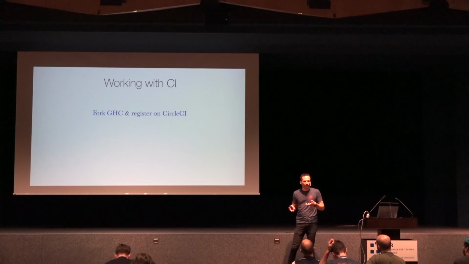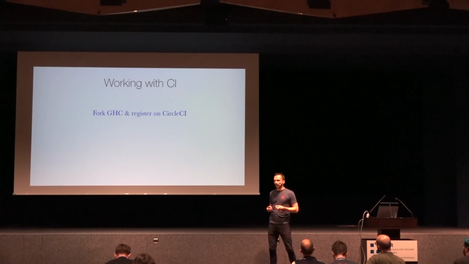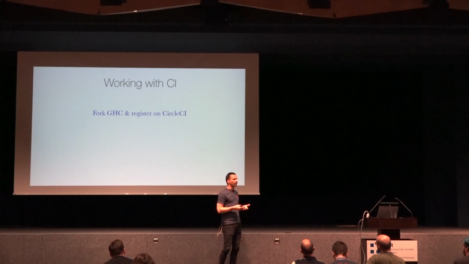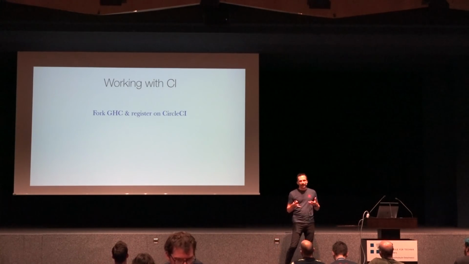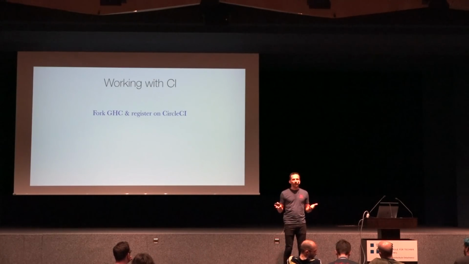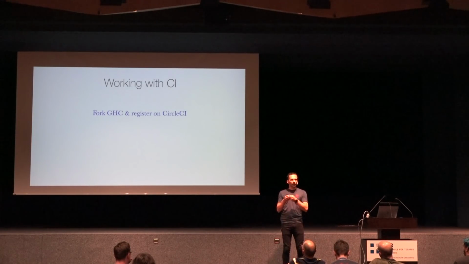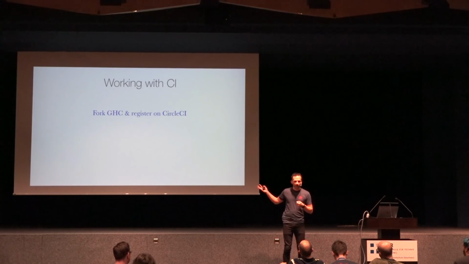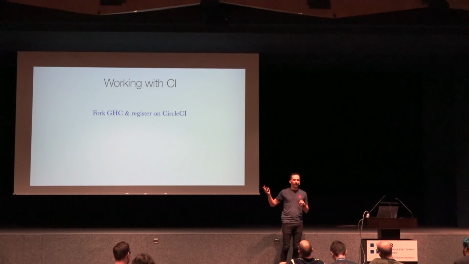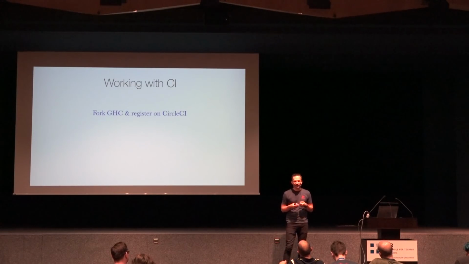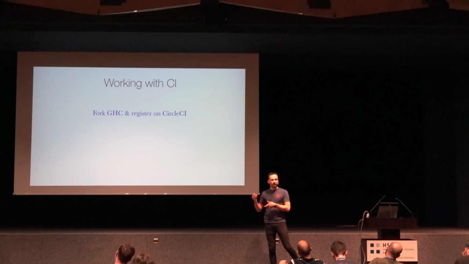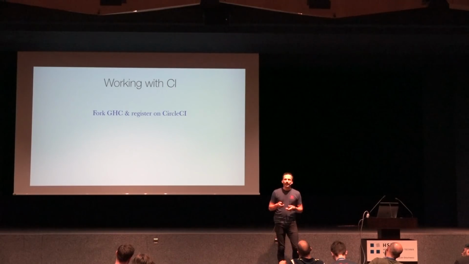All right, so what do you do if you fork GHC and you want to test your integrations? That's one other reason for not having a self-hosted service: when you fork GHC, you can just register on CircleCI, which means if you have a GitHub account, which you have, because otherwise you couldn't have forked GHC, you just register on CircleCI as well, and then you can run the builds on your own CircleCI account.